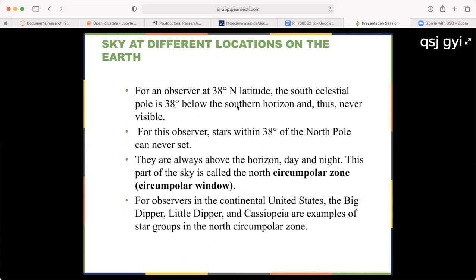So that's a specific name that you have to remember. Not only the name, you need to understand what that means, right?